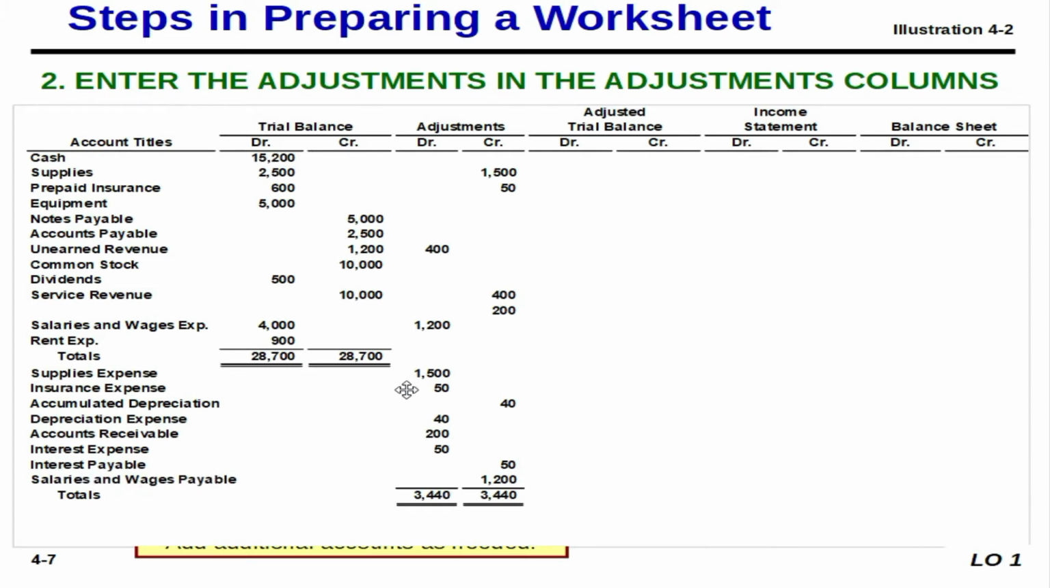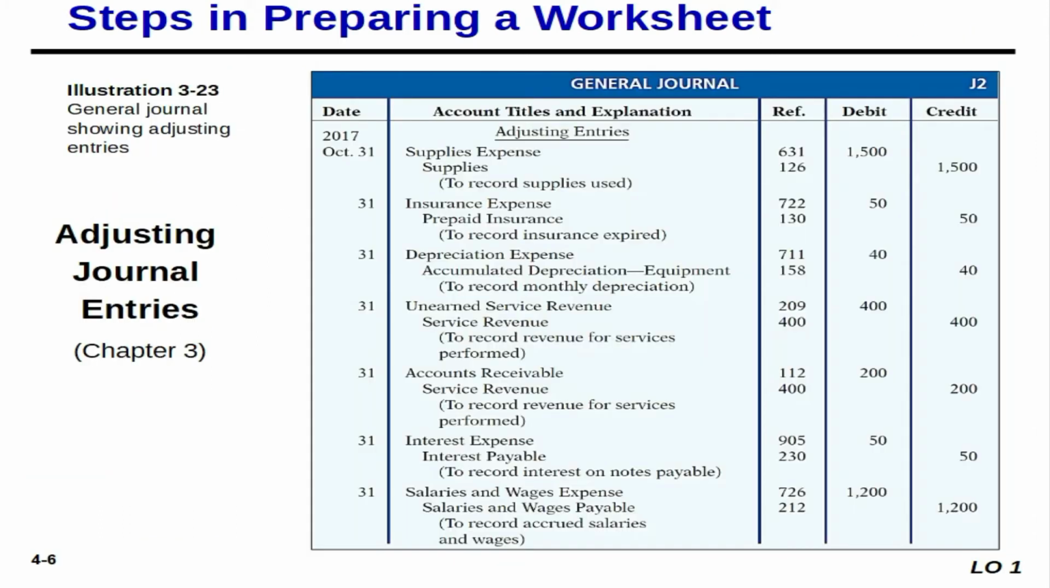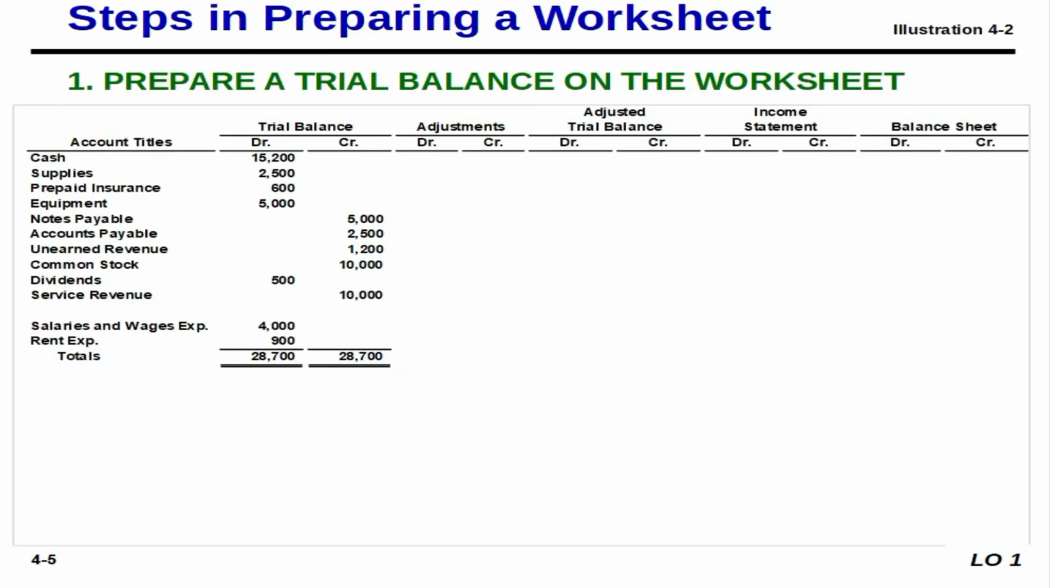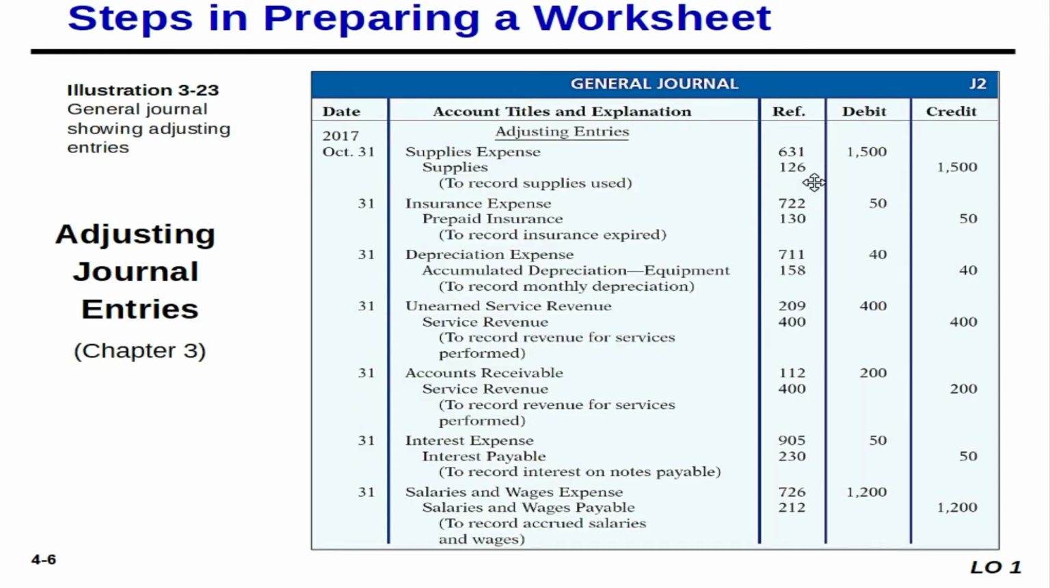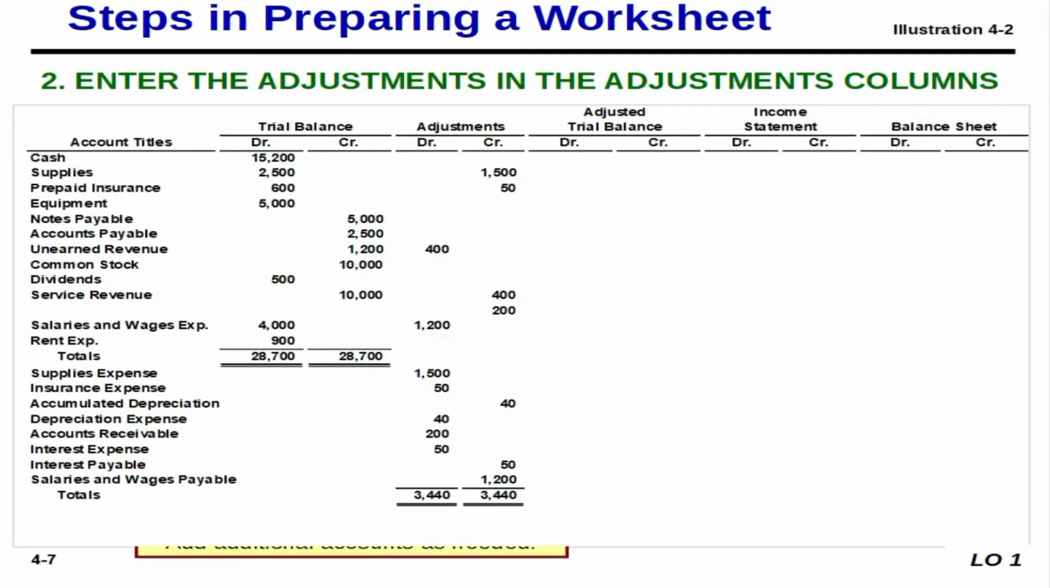Okay, now if the account is up here, then you would just go to your adjusted entries. For example, let's use supplies. Supplies was on the original trial balance, as you see here, 2,500. Now, when we go to the adjusted entries, we see that we credited supplies for 1,500. So when we go to the worksheet, we are going to go to this adjustments heading and then go to the credit side under supplies and put 1,500 there.